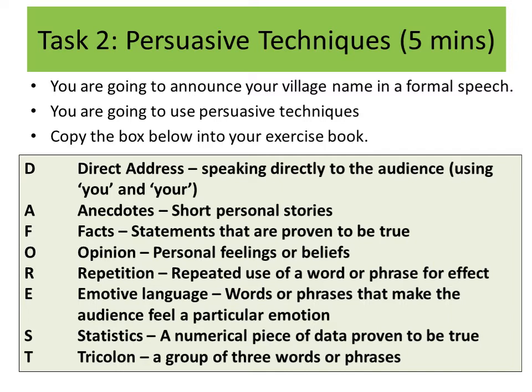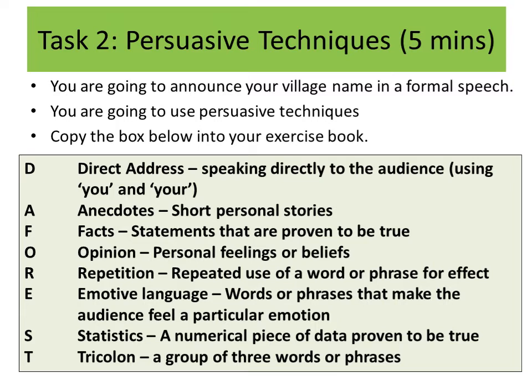So we may have talked about the forest before, but I'll go through it again. So direct address is D, speaking directly to the audience using you and your. A stands for anecdotes, which are short personal stories. F stands for facts, statements that are proven to be true. O stands for opinion, personal feelings or beliefs. R stands for repetition, repeated use of a word or phrase for effect. E for emotive language, words or phrases that make the audience feel a particular emotion.